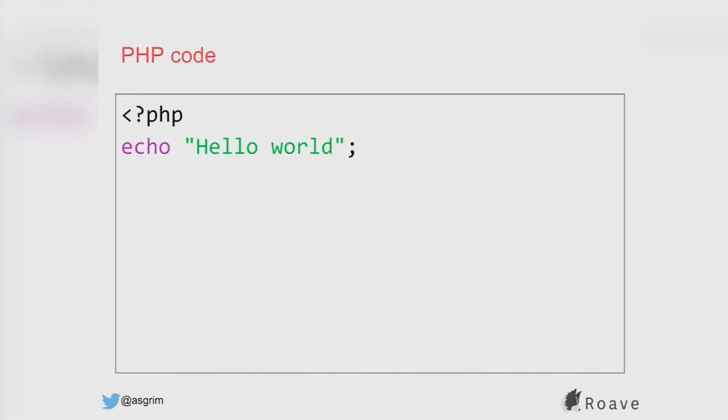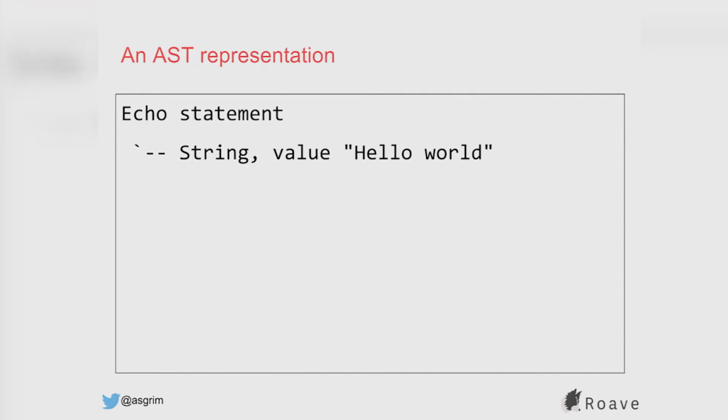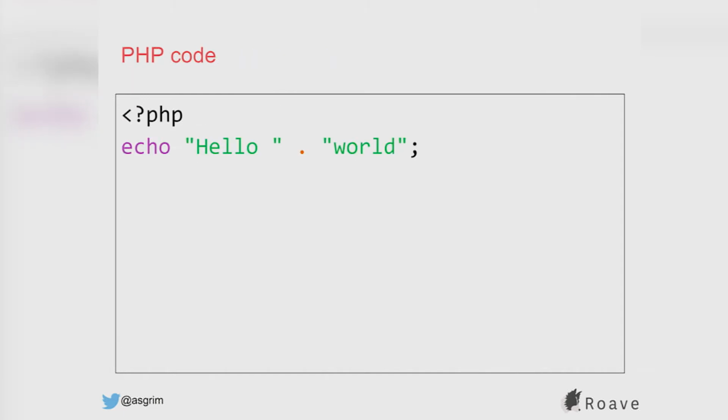Okay. I think we know what this does. Very simple script, and we're going to produce an AST for this. It's going to look something like this. It's got an echo statement. It's got a scalar string with the value of hello world. Fairly straightforward. Let's get a bit more complicated.